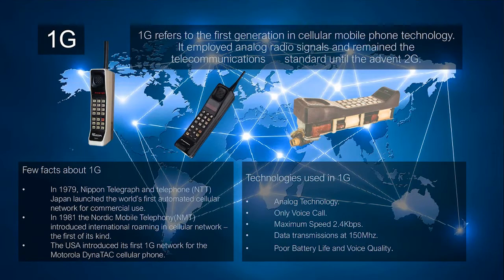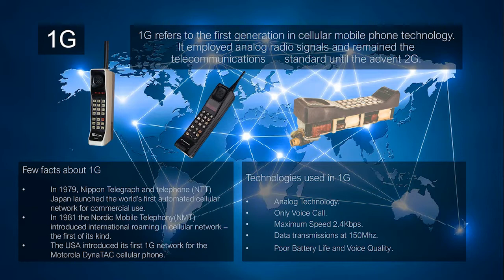1G. 1G refers to the first generation in cellular mobile phone technology. It employed analog radio signals and remained the telecommunication standard until the advent of 2G. So, a few facts about 1G. In 1979, Nippon Telegraph and Telephone, which is NTT, Japan launched the world's first automated cellular network for commercial use. In 1981, the Nordic Mobile Telephony, which is NMT, introduced international roaming in cellular networks, the first of its kind.